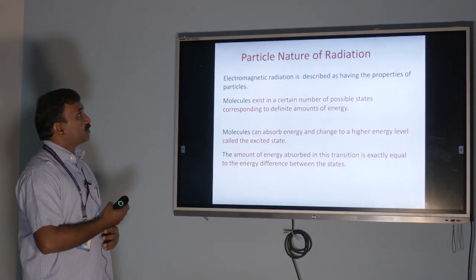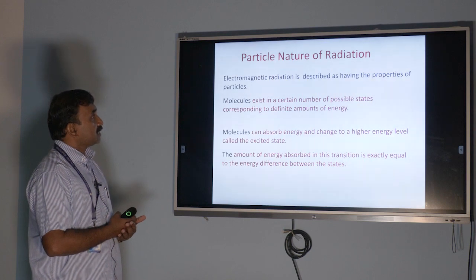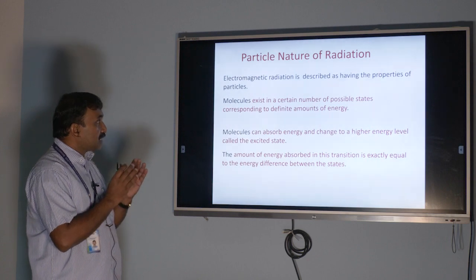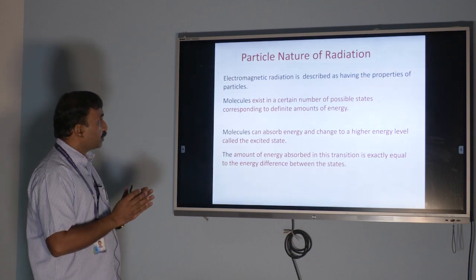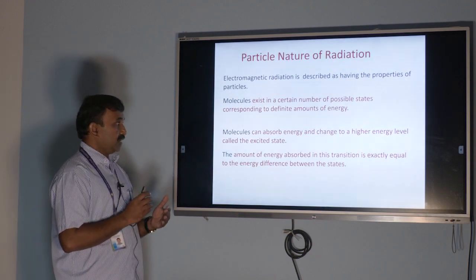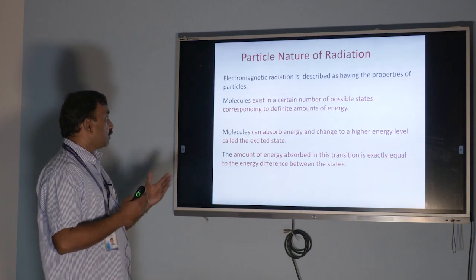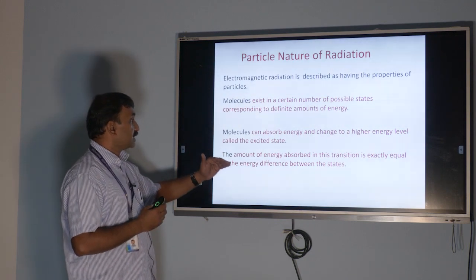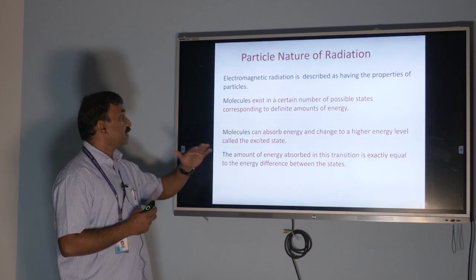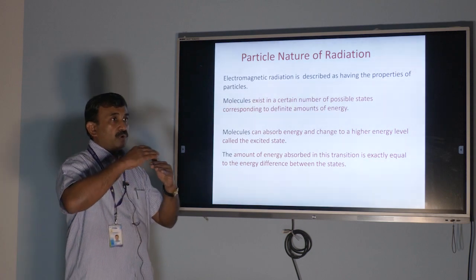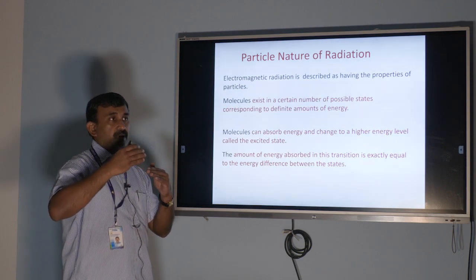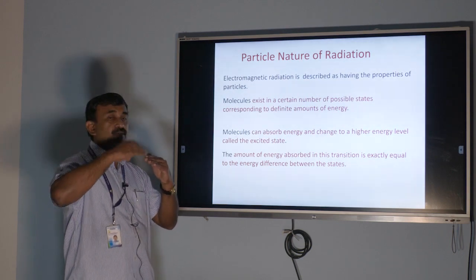Now, coming to the particle nature of radiation, electromagnetic radiation is described as having the properties of particles. Molecules exist in a certain number of possible states corresponding to definite amounts of energy. So, molecules can absorb energy and change to a higher energy level called the excited state. The amount of energy absorbed in this transition is exactly equal to the energy difference between the states. So, when atoms exist in different energy levels, the quantity of energy an atom absorbs depends upon its energy level.